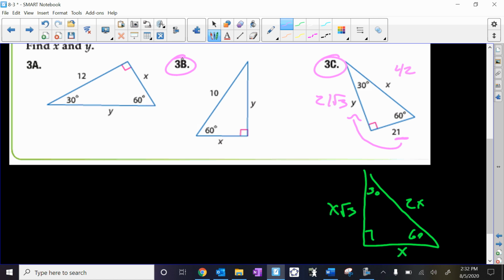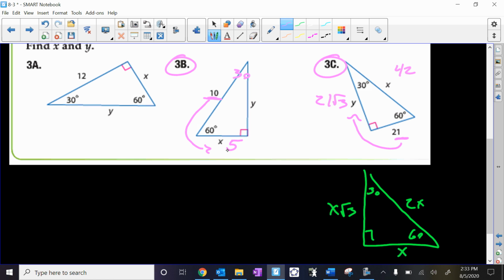3B, this time they give us the hypotenuse, because it's across from the 90-degree angle, is 10. Again, the side length that we need to find is the short leg, which is across from the 30. So now I'm going from 10, the hypotenuse, to the short leg, X. So I'm going from 2X to X, which means I'm going to divide by 2. So 10 divided by 2 gets us 5.